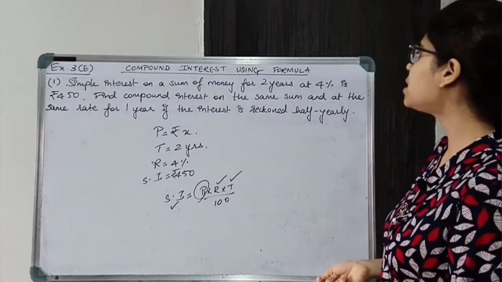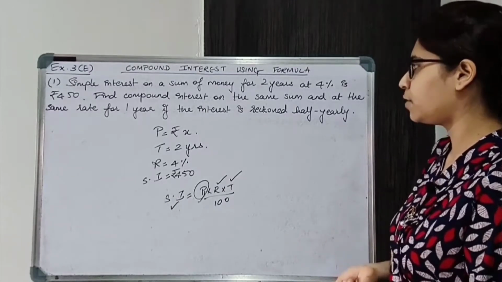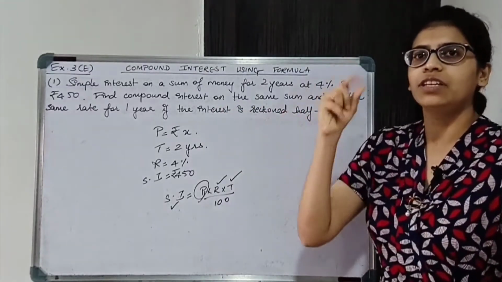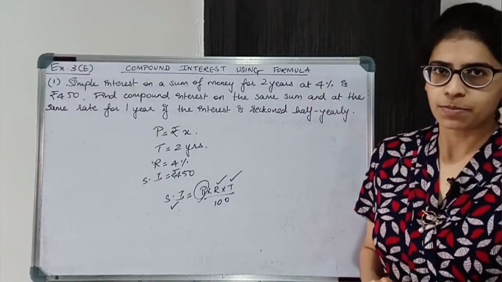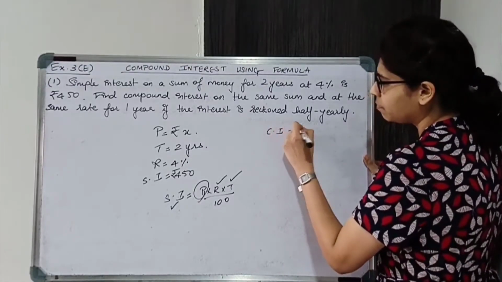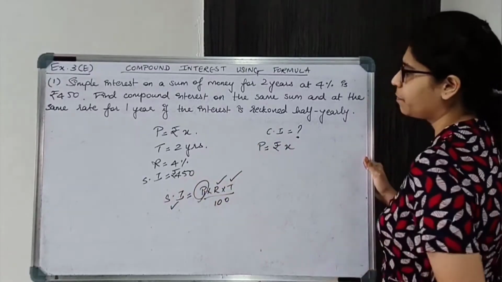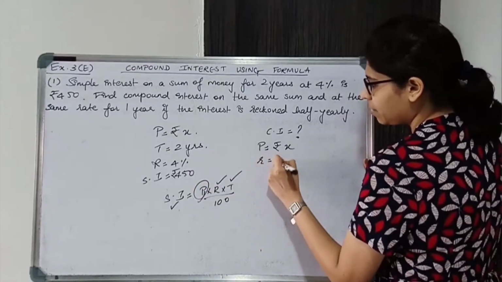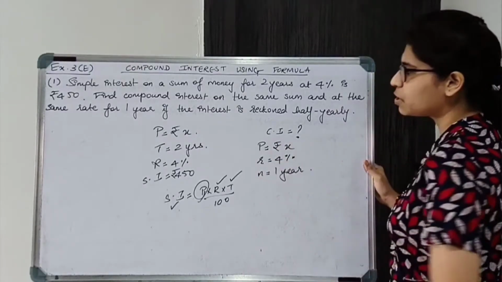Find compound interest on the same sum and at the same rate for 1 year if the interest is reckoned half yearly. So compound interest is calculated half yearly. Every 6 months there is compound interest which is being added. Now we have to find this compound interest on the same sum you will get from this, and at the same rate, so the rate of interest is also the same, it is 4% for 1 year if the interest is reckoned half yearly.